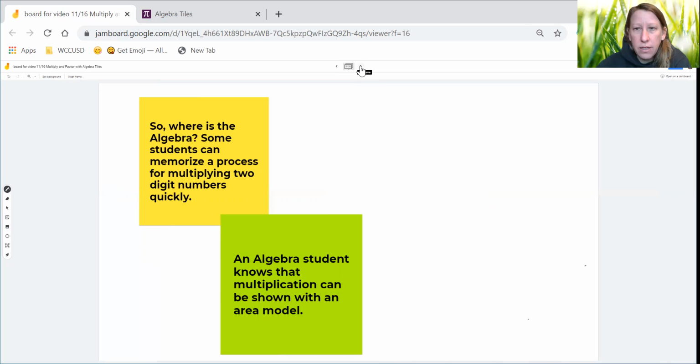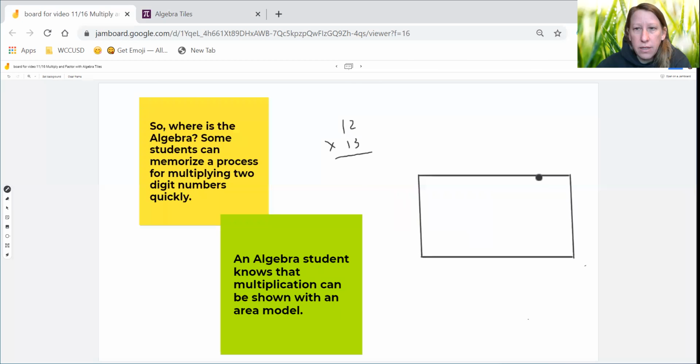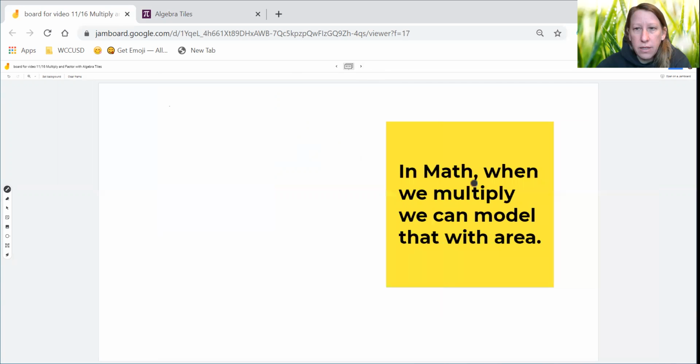Where's the algebra? This is just multiplying, you guys. A lot of students can memorize multiplying 12 times 13. You can either memorize your facts or you can have a little trick. But algebra students know that we could build that area model out of that. We could have 12 by 13, and we can visualize that. We know that the area is the answer to a multiplication problem. Okay, and that's an important concept. So that's a really bad 10 by 10. So in math, when we multiply, we can model it with area.